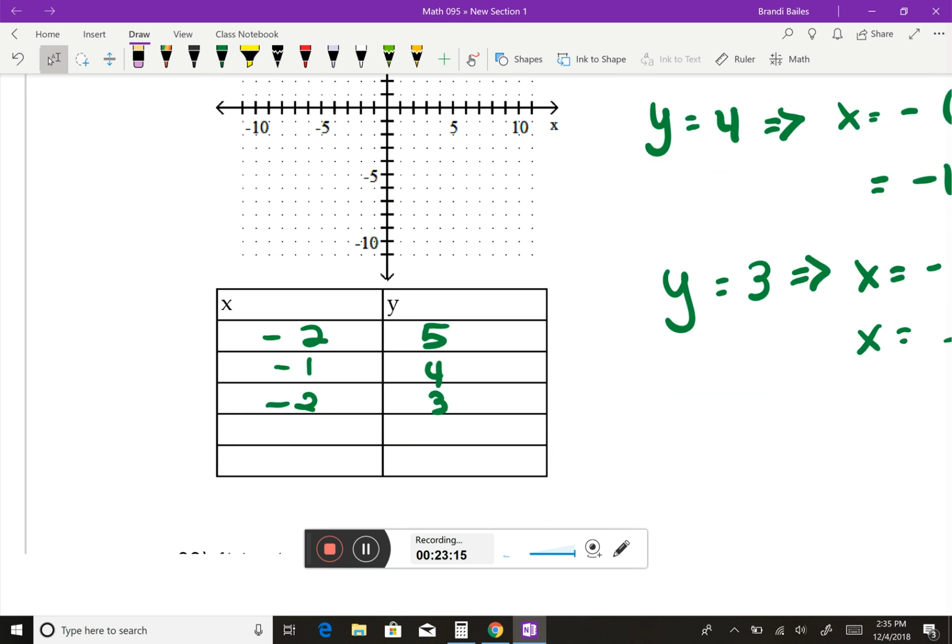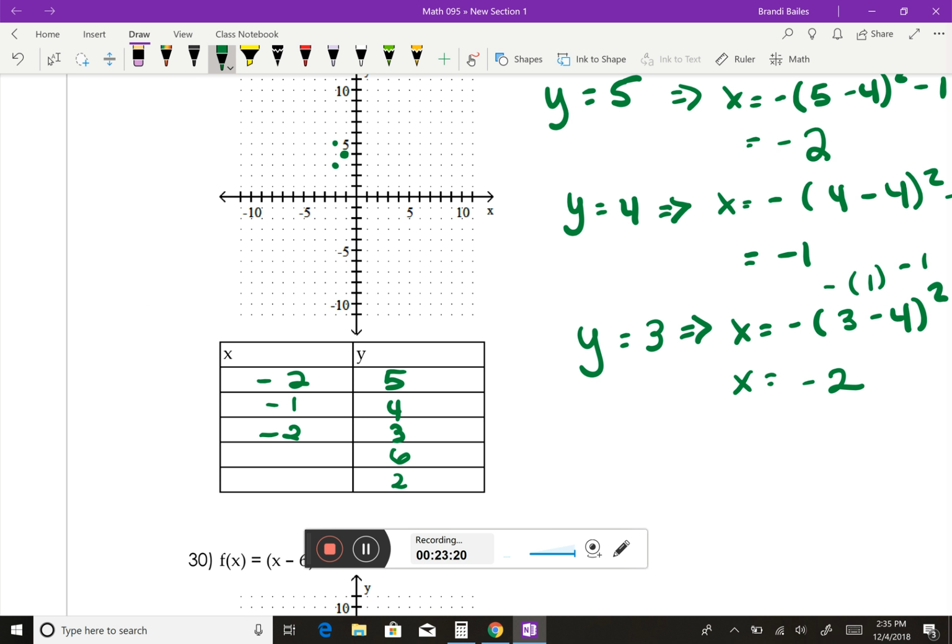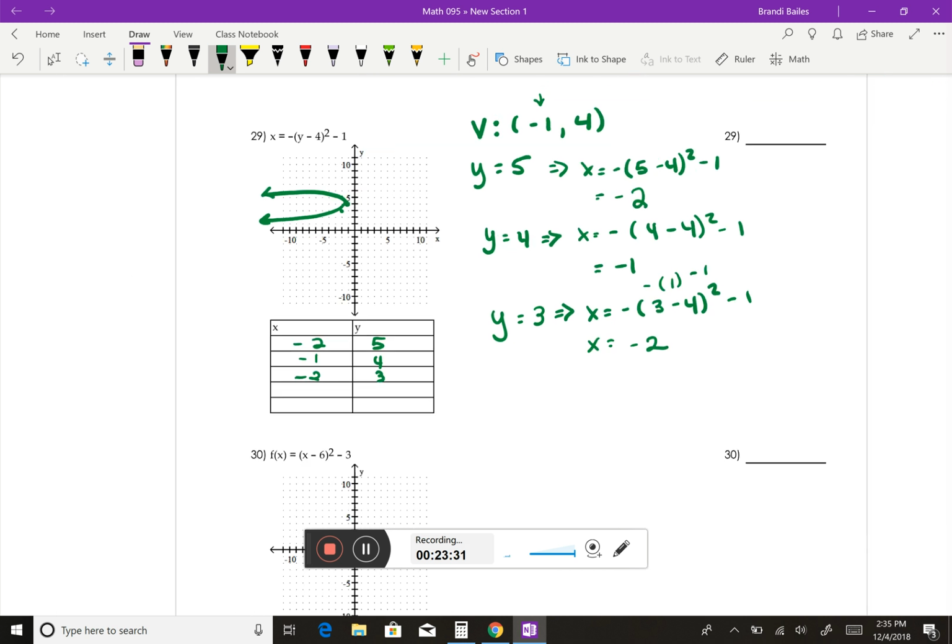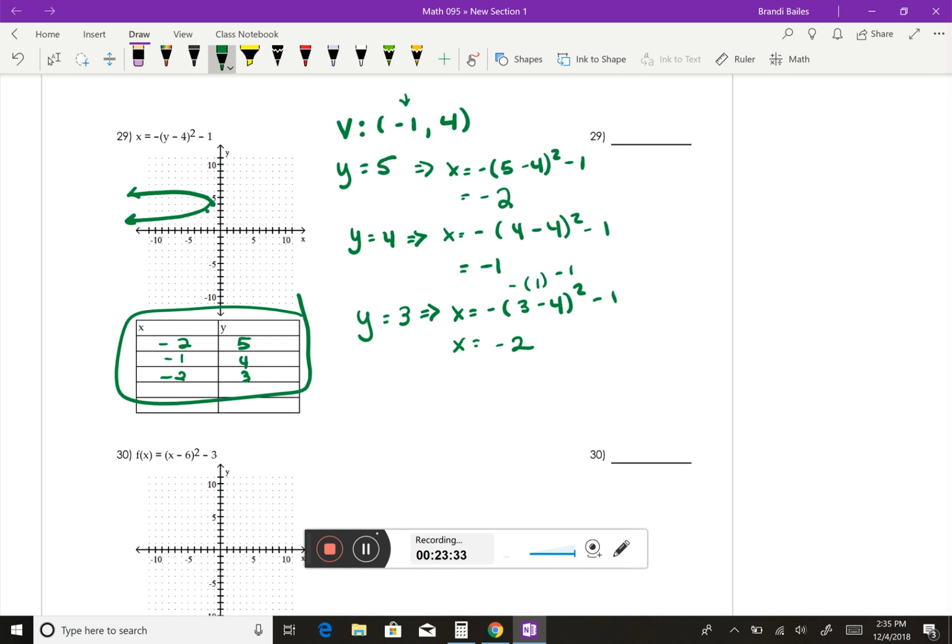I can do points. I can put on the side 6 and 2, just to make sure I've got a full picture. But all that I'm required to do is 3 points, and that does give me a good idea of what's happening with the graph. So we'll just add the parabola from there. And say it's headed that way. Here are 3 points, and here is our vertex.